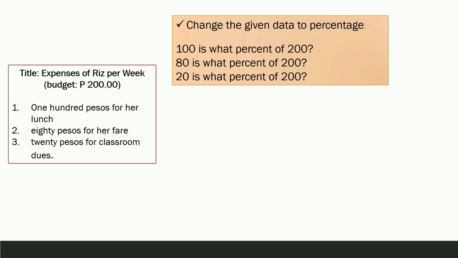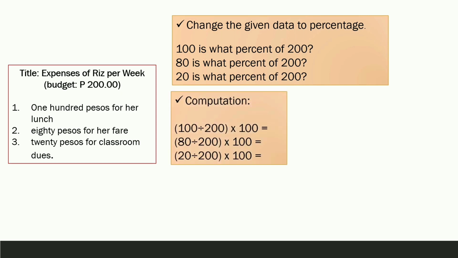100 is what percent of 200? 80 is what percent of 200? 20 is what percent of 200? Here is our computation. 100 divided by 200 and times 100 equals 50. And since we're talking about percentage, the answer will be 50%.